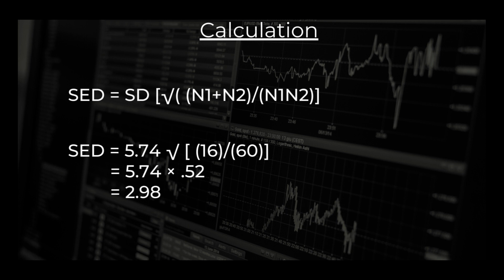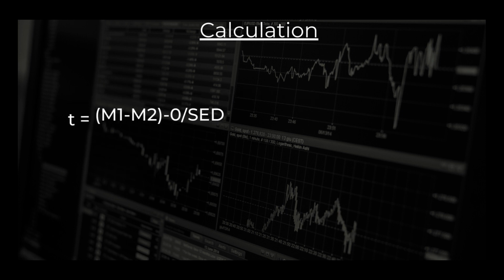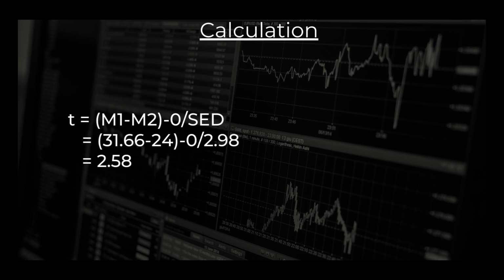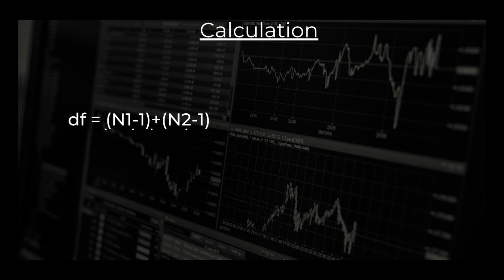Okay, the value here is 2.98, and after putting the value of m1 minus m2 upon SED, we got the value of 2.58, that is the value of t, and the degree of freedom here is 14. With the help of this we can have the interpretation part.